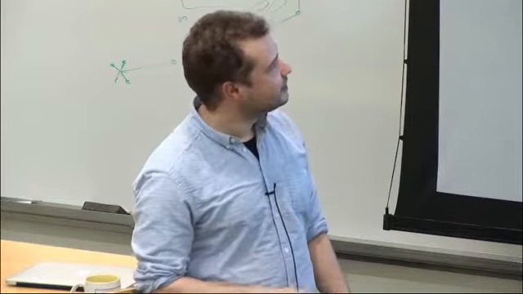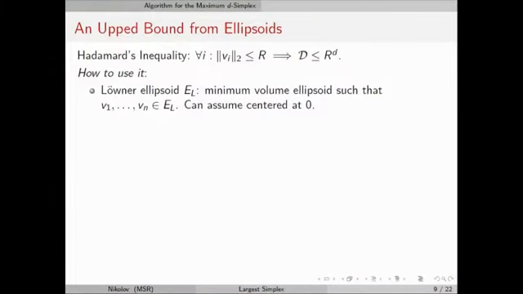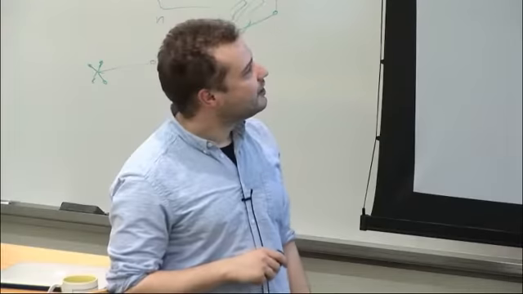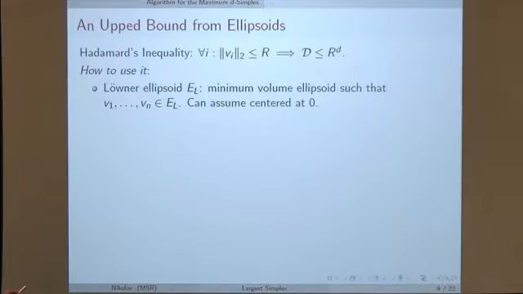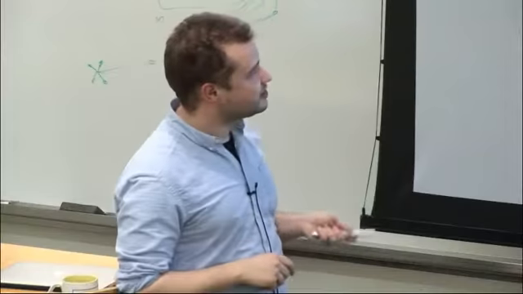All right. So here's something we'll do to try to use this upper bound. I'll introduce one more object, which is the Löwner ellipsoid of this set of points, so of the columns of this matrix.